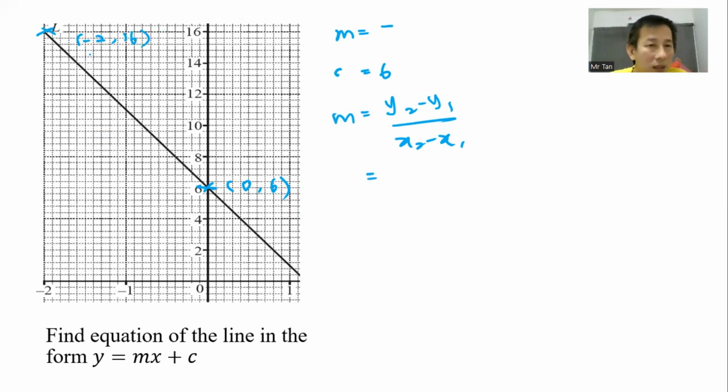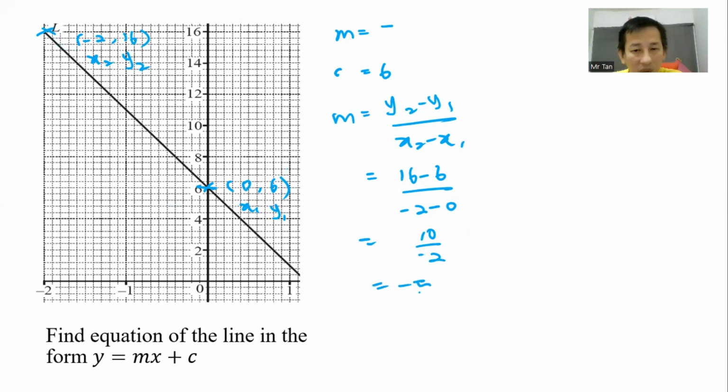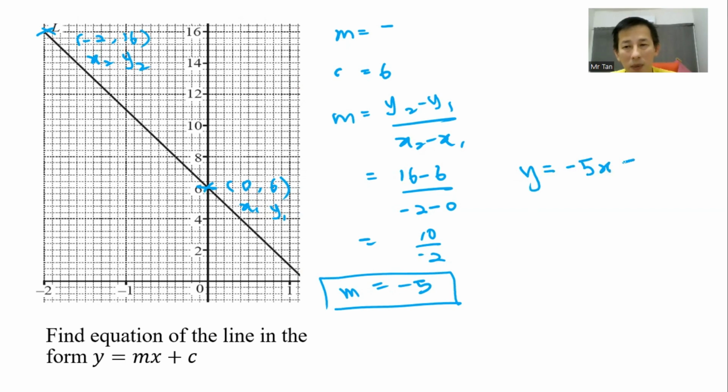Just label this as x2, y2. This is x1, y1. You will get 16 minus 6 over -2 minus 0. So that will give you 10 over -2. You get -5. So your gradient should be negative. Therefore, your equation is y equals -5x plus 6.